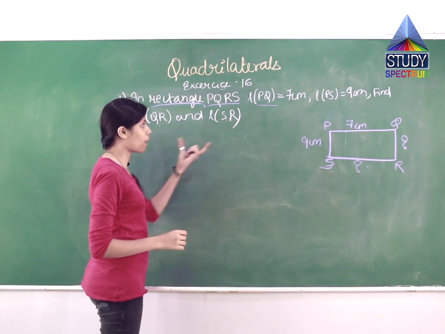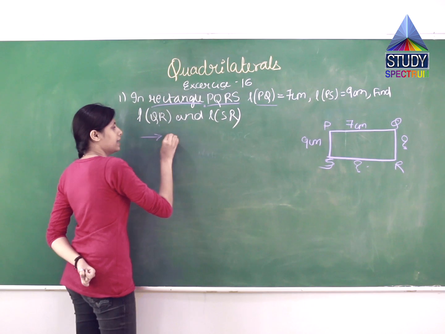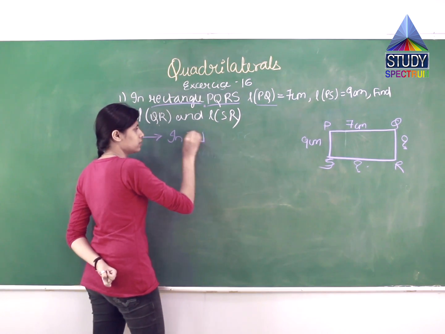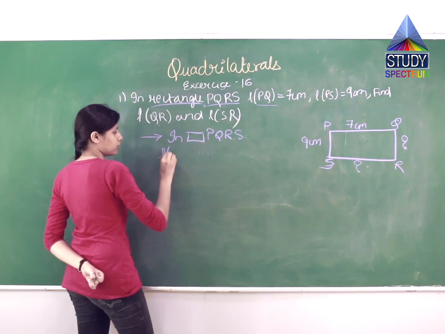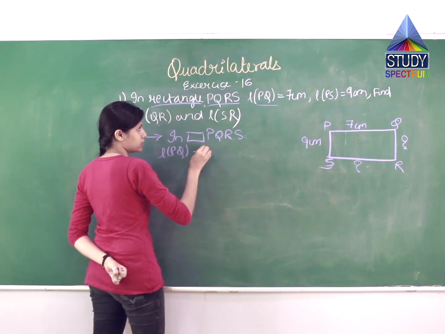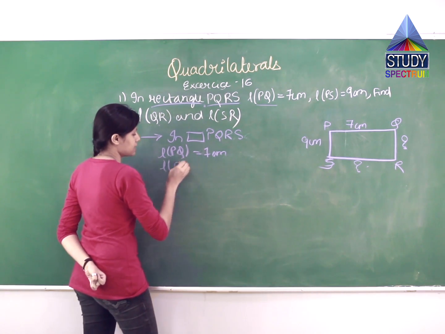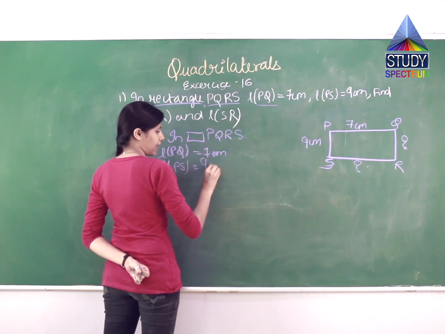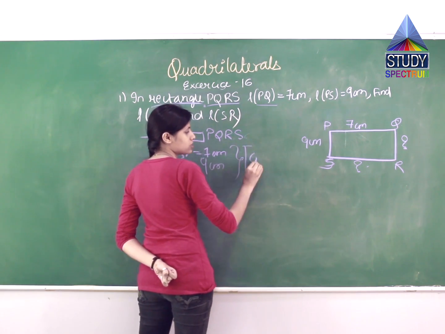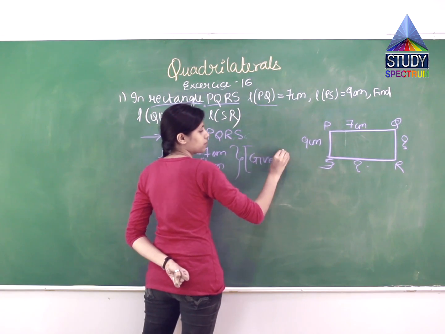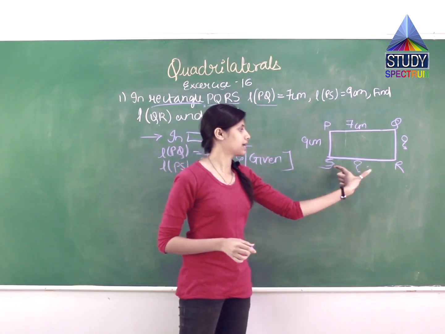So first we have to copy down the information given in the question. So, in quadrilateral PQRS, length of PQ is equal to 7 centimeter. Length of PS is equal to 9 centimeter. Draw a curly bracket, and the reason in a square bracket, which is given. Now they are asking you the length of QR and segment SR.